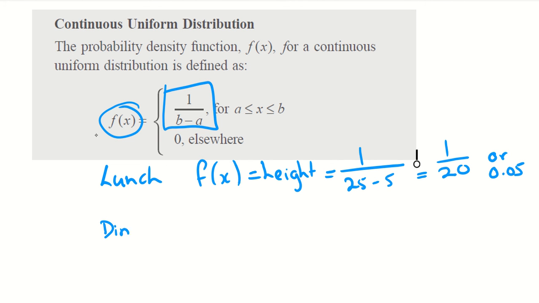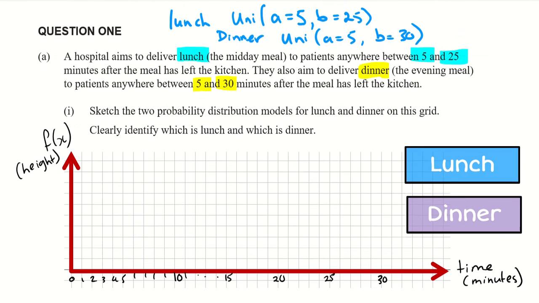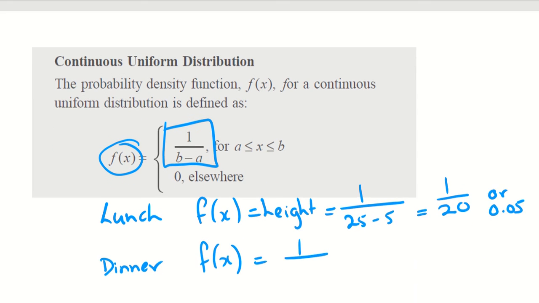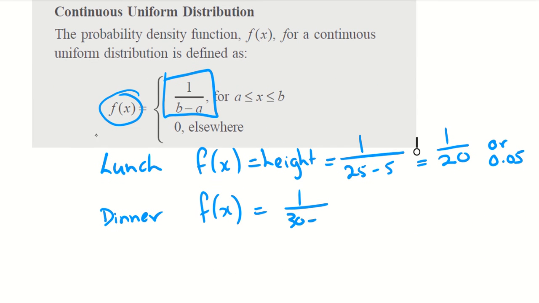Then I need to do dinner, and its height is 1 over. If we look at the dinner values, b is 30, a is 5, so I'm going to do 1 over 30 take away 5, so 1 over 25, which is the same, if you want that as a decimal, as 0.04. Now the reason I wanted these as decimals is it's easier to do a scale when they're decimal values. So that is what I need the values to go up to.